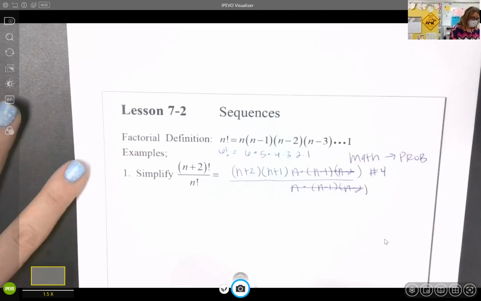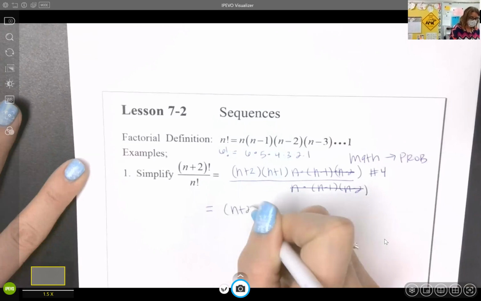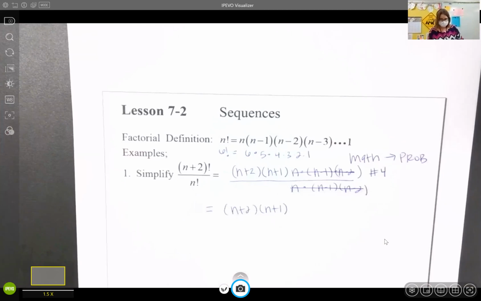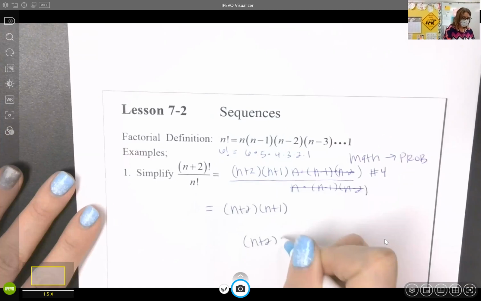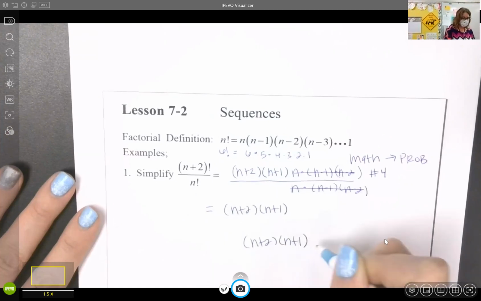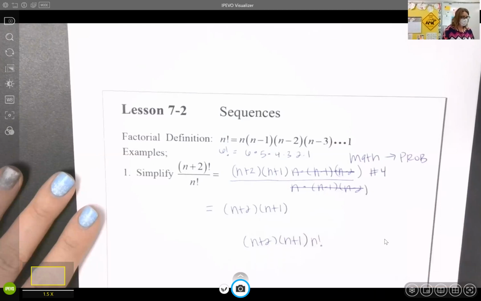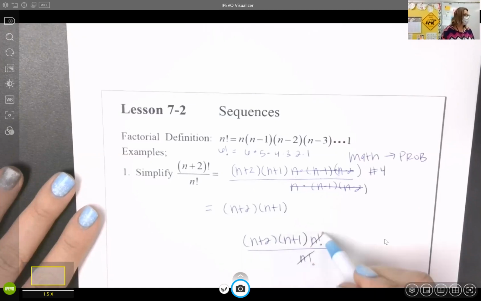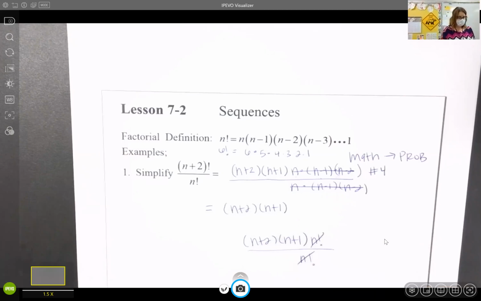Okay, so this will reduce to n plus 2 times n plus 1. Okay, if I wrote it a different way, I could say this is n plus 2, this is n plus 1, and then this is n factorial, right? If I wrote this, and then instead of n and keep going, I could just call this n factorial, right? Because I'm just going to keep going. And then the denominator is n factorial, so then those cross off. Okay? So that's how we got that.